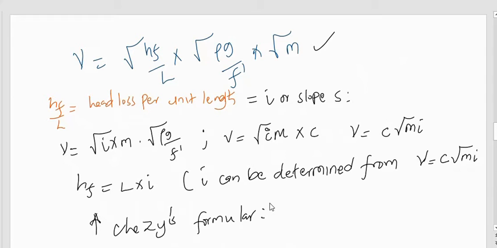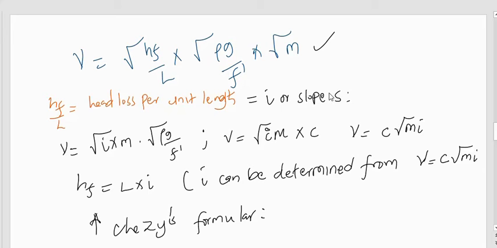Meaning that if we simplify it or expand it further, it would give us the square root of hf divided by L times the square root of ρg over f' times root of m. Now, this hf is the head loss per unit length. In other words, as you move along the pipe length, there is always a given amount of head loss. So hf divided by L is the head loss per unit length, and would actually give you what we call the slope, i or S.